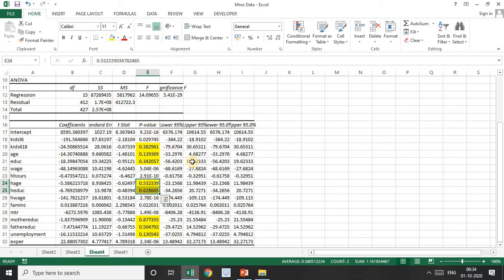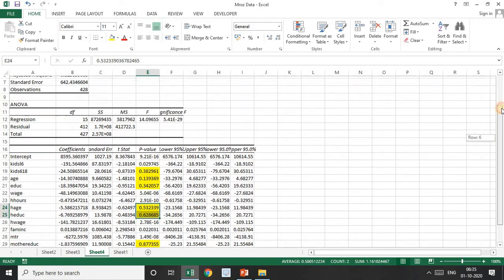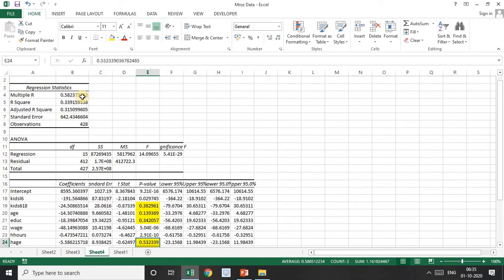Okay, so in this, many coefficients are not significant. And similarly, if you look at this R square value, it is still very high, it is 0.58. So what will be the reason for this? Why are we getting many coefficients insignificant? Because there may be certain collinearities. Then how can we find whether there is collinearity or not?